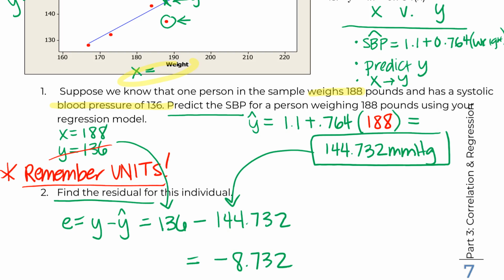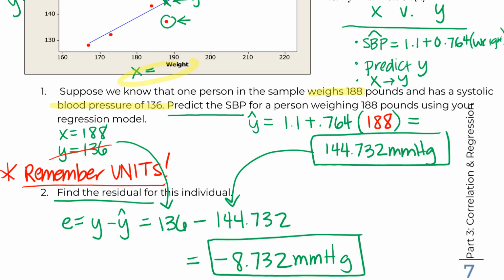And then our residual is how far off we were in our y's, so this still has the same units, millimeters of mercury. The only thing that doesn't have units is our R, our correlation coefficient. So hopefully that gives you a little preview of what we are doing when we are finding predictions and residuals using a regression line.